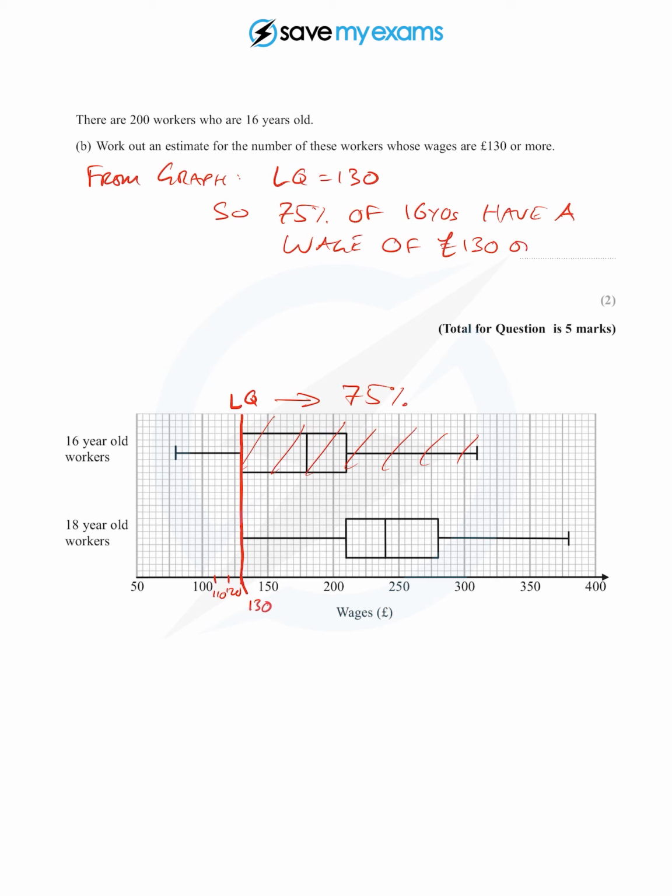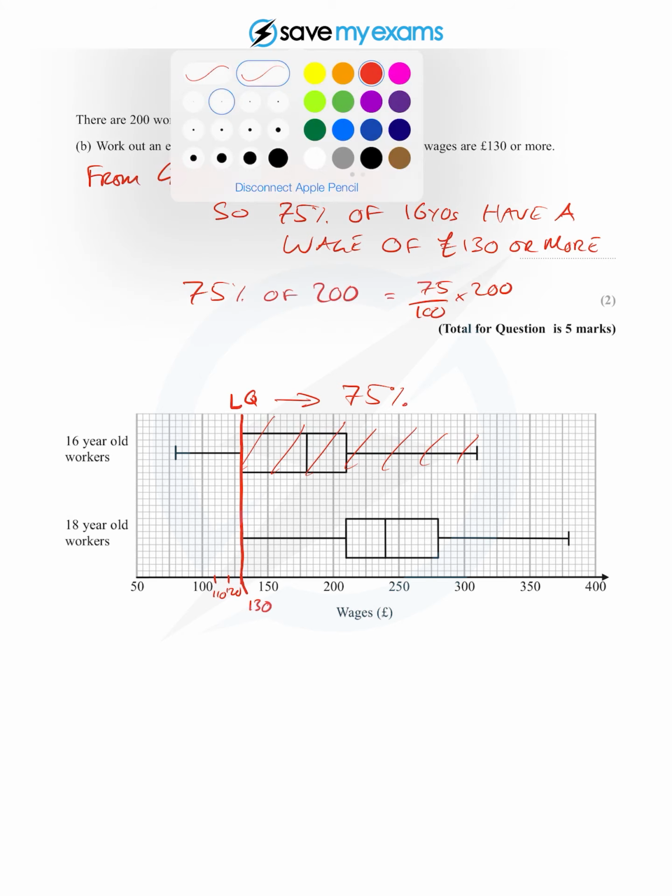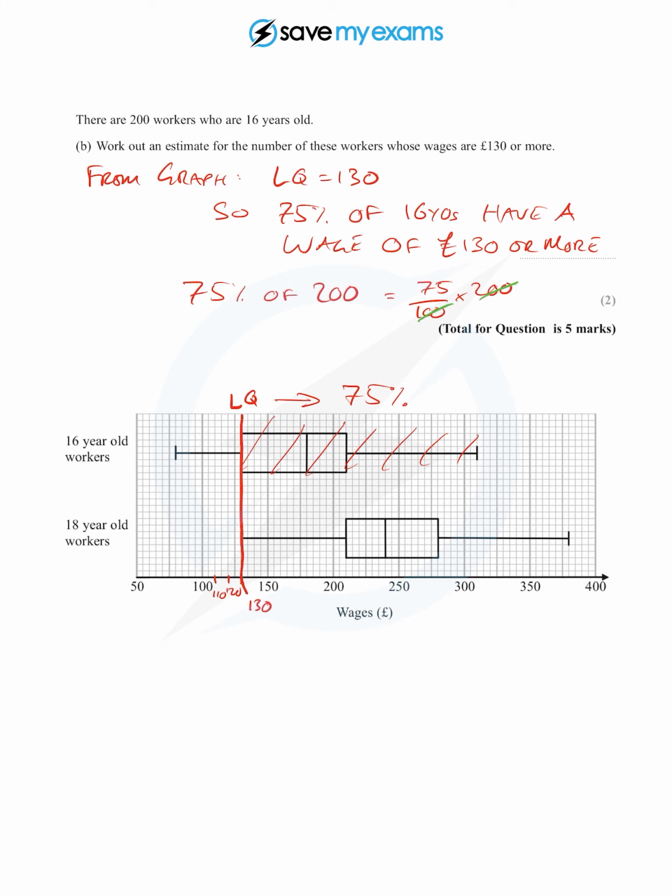Okay, and we can then say 75% of 200. Now I hope you can do that without too much calculation, since we don't have a calculator, but we could do it as 75 over 100 times 200, get the green cancelling pen out, basically the hundreds cancel, the 200 over 100 is 2, and so that is 75 times 2, which is 150. So my estimate for the number of workers whose wages are 130 or more is 150. And we're done.